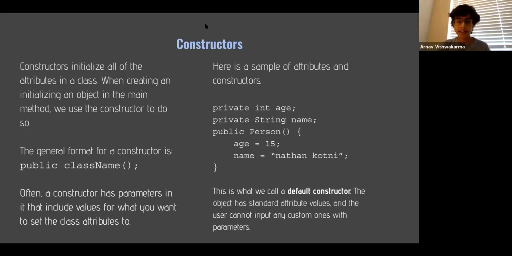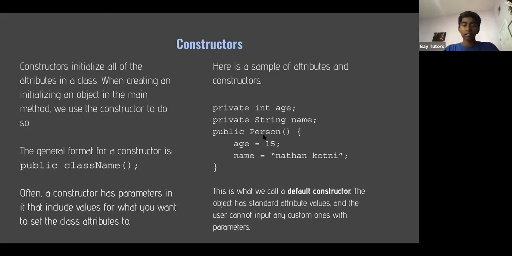So here's an example of some attributes in the constructor. This class includes two attributes: the age of a person and their name. Looking at the constructor, we have the header for the constructor as public, and then Person, which is the class name. Then we initialize age to 15 and the name to Nathan. This is what we call a default constructor, where the object has set, standard attribute values, and the user cannot input any custom parameters. We don't pass any parameters into it, but in the next slide, we'll take a look at a constructor where we do pass in parameters.